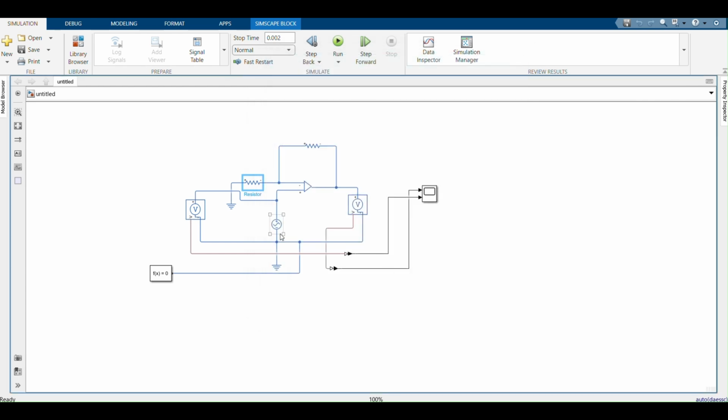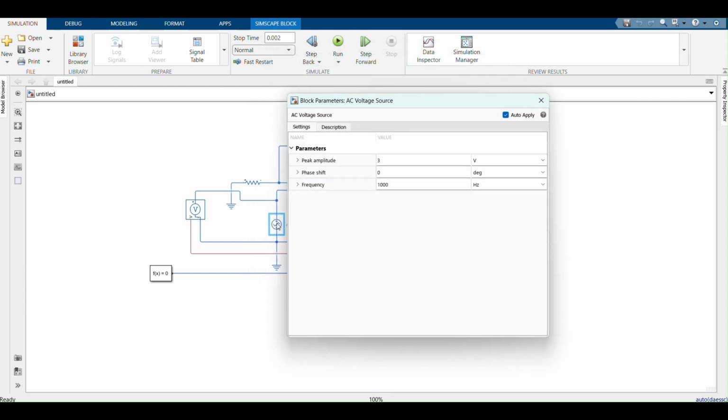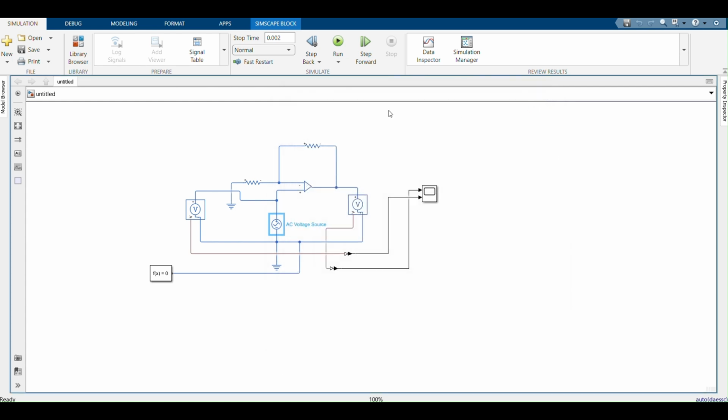Now it's time for taking the AC voltage source parameters. Peak amplitude I have taken 3 volt, and frequency I have taken 1000 hertz. You can take it according to your parameters. After that, I have taken the simulation time as 0.002. After that, it's time for running the simulation. So run.